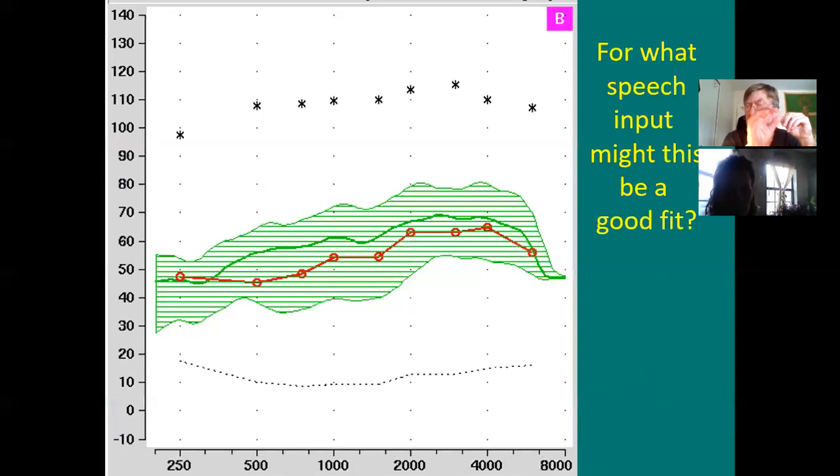So if the green is the aided output, for what speech input is this a good fit? And the answer would be for soft inputs, because the aided output is barely above the guy's hearing levels. And if normal hearing people can barely hear soft speech, why should an aided person hear any different? So this is a good fit for soft inputs because the aided output is hugging the thresholds. It's right on the thresholds.